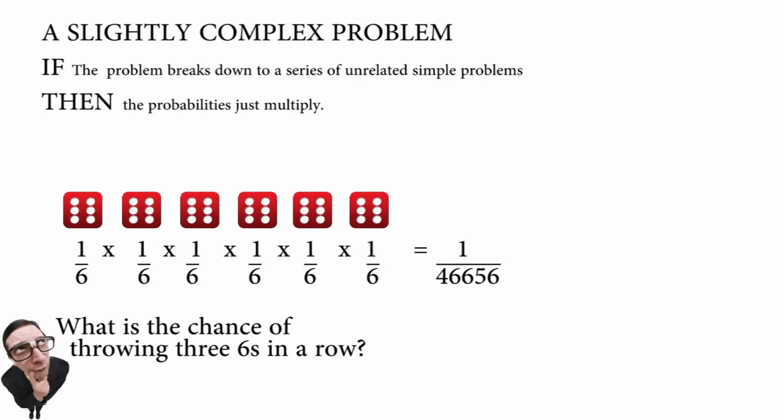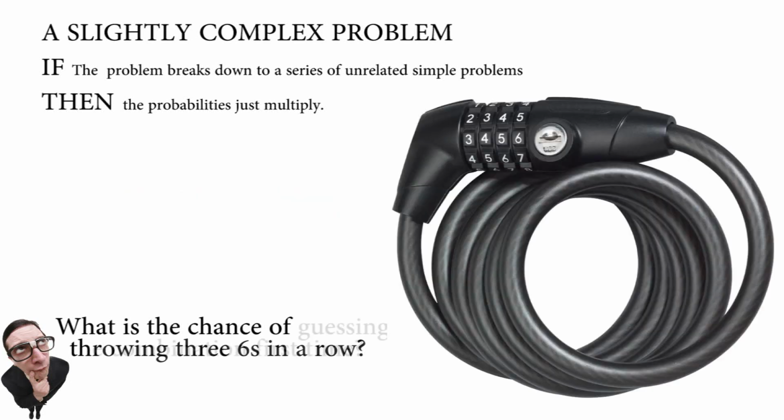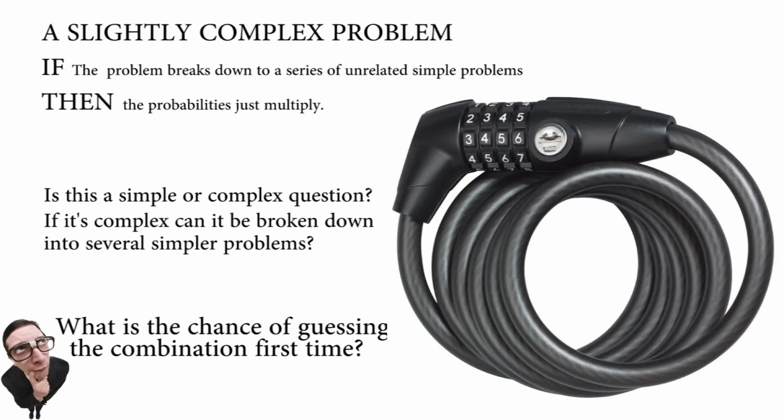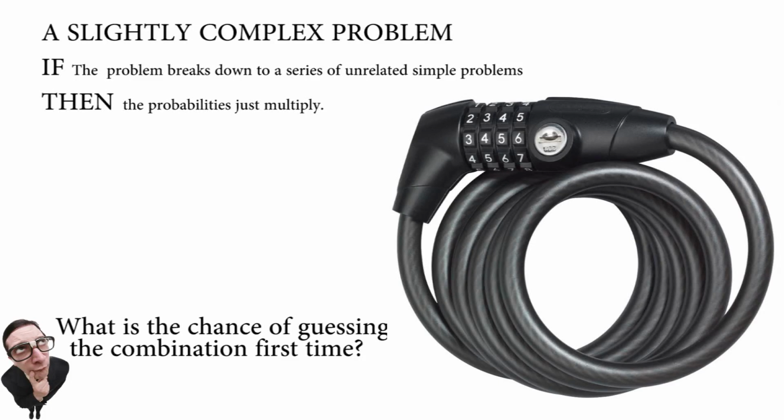Let's now take 2 examples from class. First, the bicycle lock. What's the chance of selecting the right combination? Well, the first question to ask is, is this a simple question or a complex one? And if it's a complex problem, can it be broken down into several simpler problems? Well, the bike lock has 4 numbers on it. Each reel has 10 digits on it. All have to be correct to open the lock.